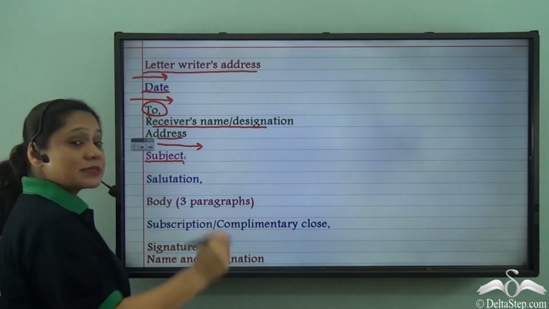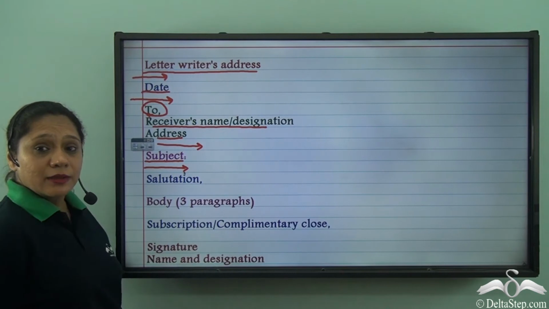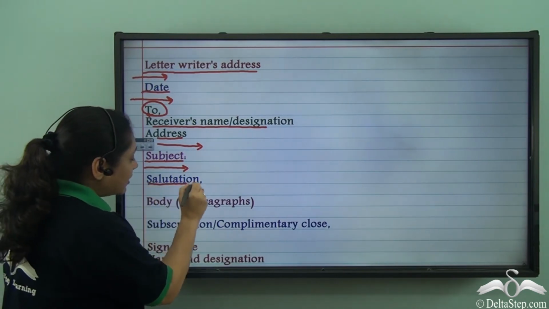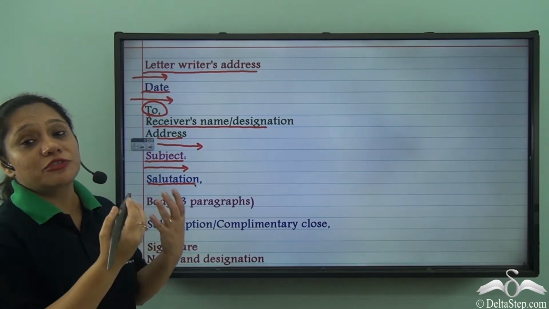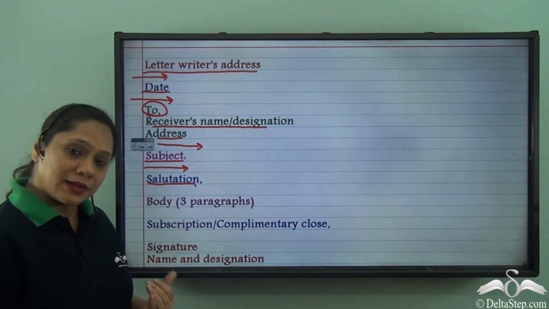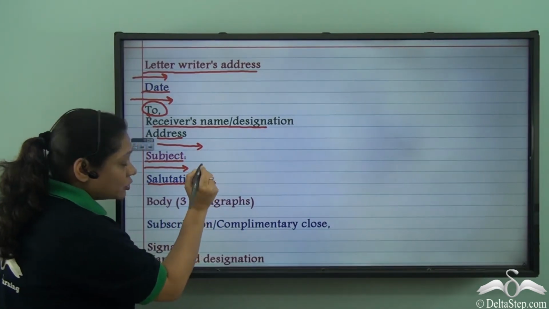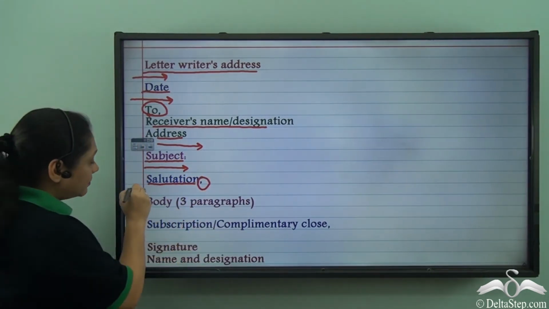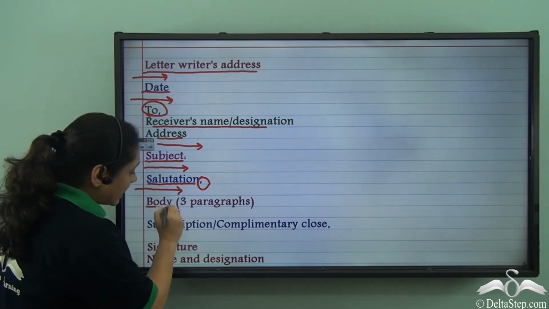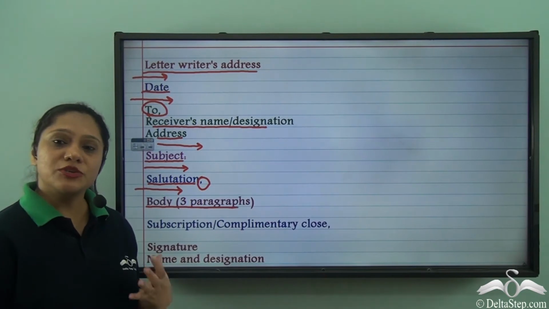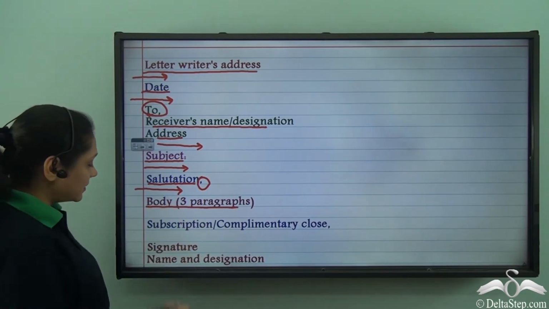Then leave a blank line. Then write the subject of your letter. Then leave a blank line followed by the salutation. What is the salutation? It is your way of addressing the person whom you are writing the letter to. After the salutation, remember to put a comma. Then leave a blank line and then write the body or the content of your letter. Usually, we write that in 3 paragraphs.